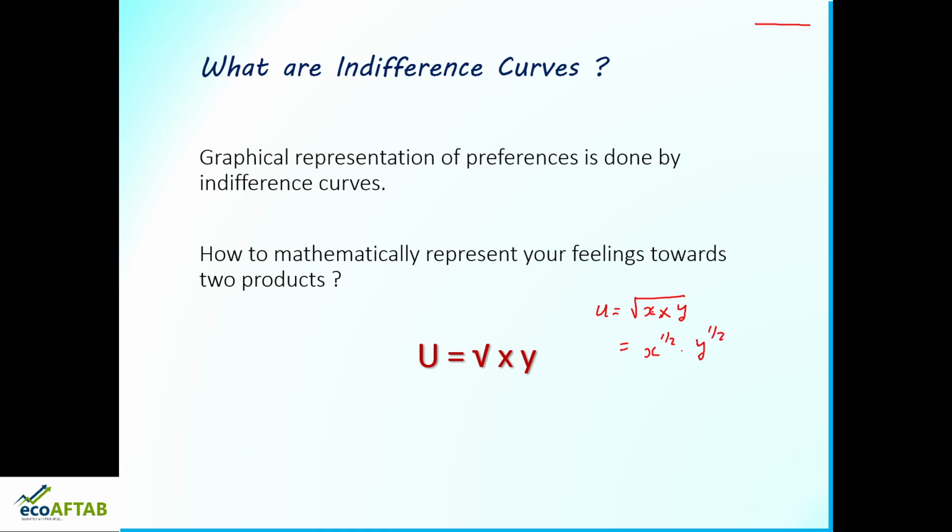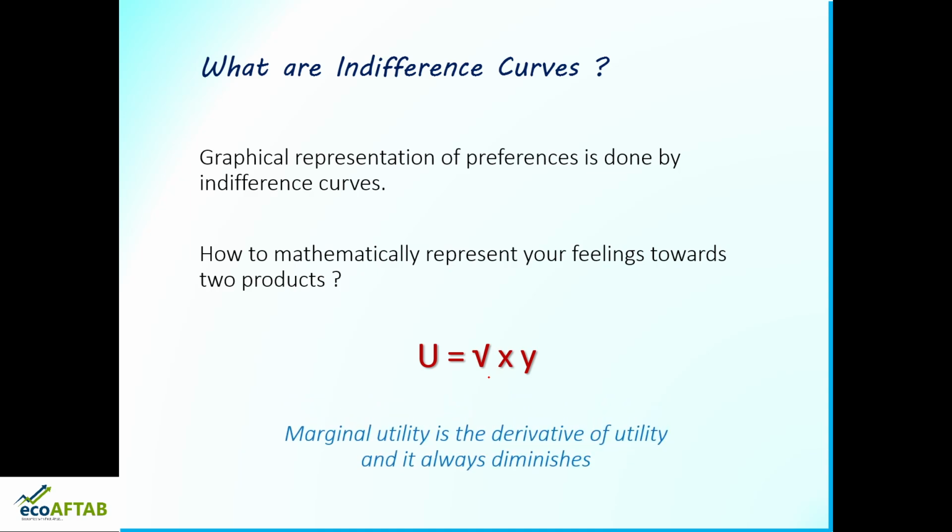Now this particular concept I have explained in detail in rules of exponents. For simplicity, right now I have taken this particular function for defining our utility function. So u is equal to square root of x and y. It is a Cobb-Douglas utility function. When we speak about utility and differentiate the utility function, what we get is the marginal utility. Marginal utility is the derivative of utility and it is always diminishing.